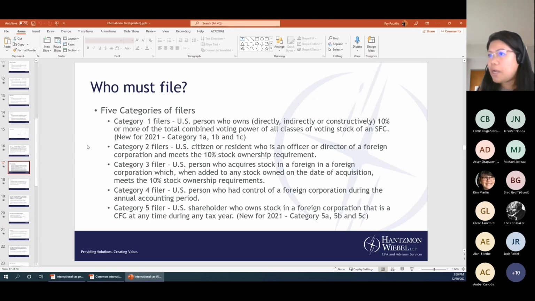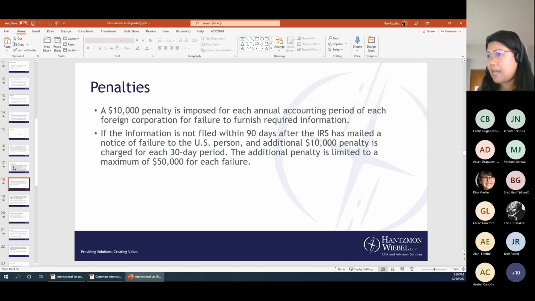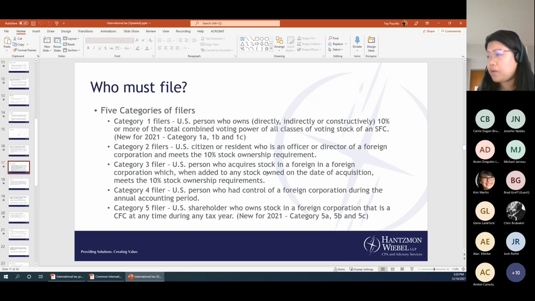So I also wanted to emphasize that depending on which category filer you end up being, there are different schedules that are required for different types of category filers. So these are also new for this year. And just be on the lookout for that one.